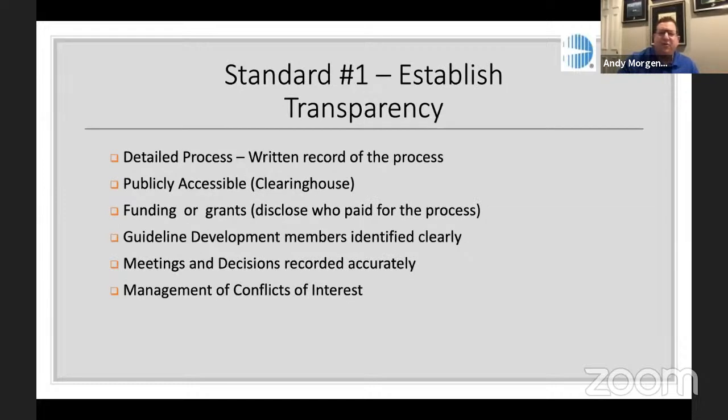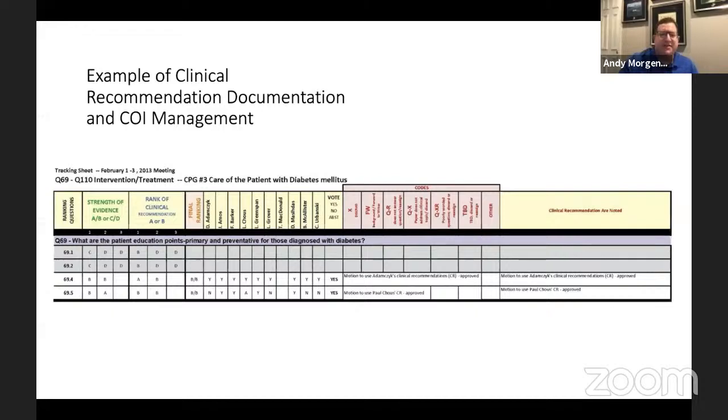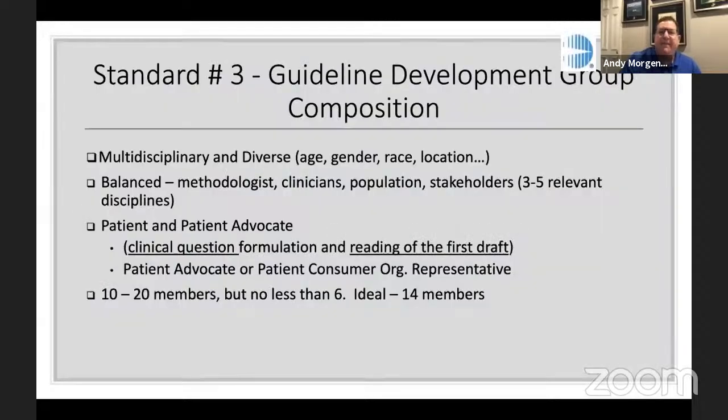Obviously, like I said before, we want to establish transparency, manage conflicts of interest. Here is an example of clinical recommendation documentation and conflict of interest management, and also grading evidence. This is one of the charts that we use for all the different readers and graders. We have a guideline development group composition.